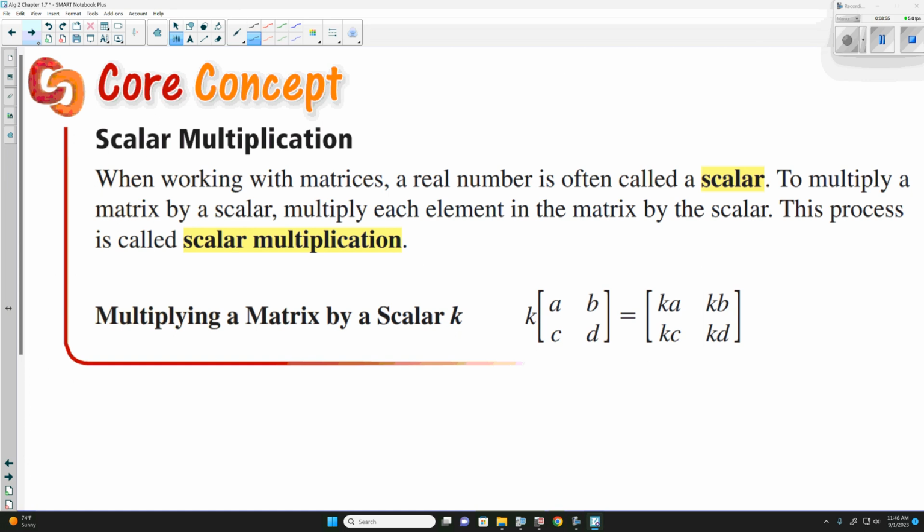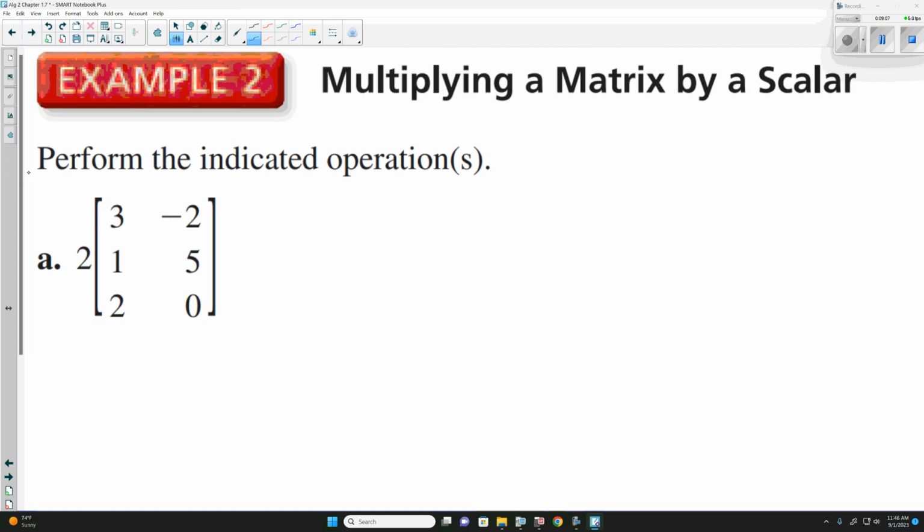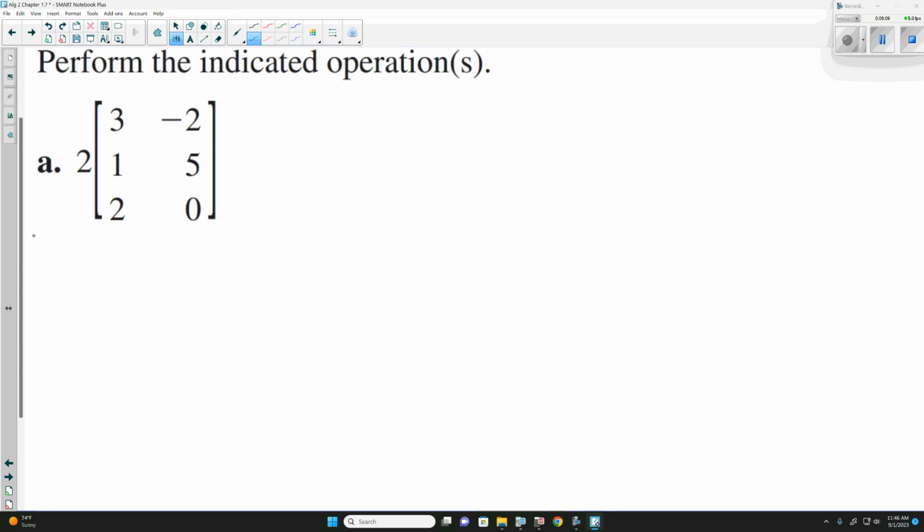The next thing we're looking at is scalar multiplication. And what we do with scalar multiplication is we have a number that we're going to multiply the whole matrix by. We're going to scale it up or down. Now, when we look at this first one here, we're going to scale this matrix by 2, which means we're going to multiply every element in the matrix by 2.